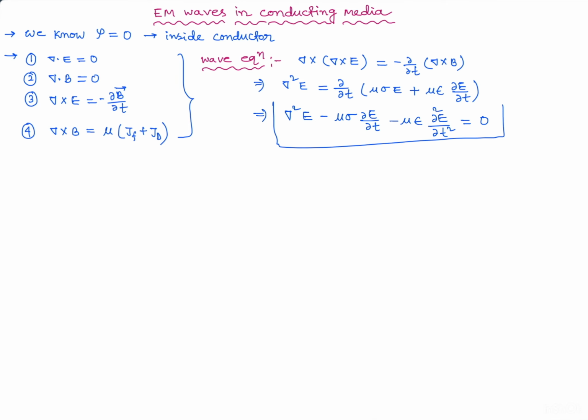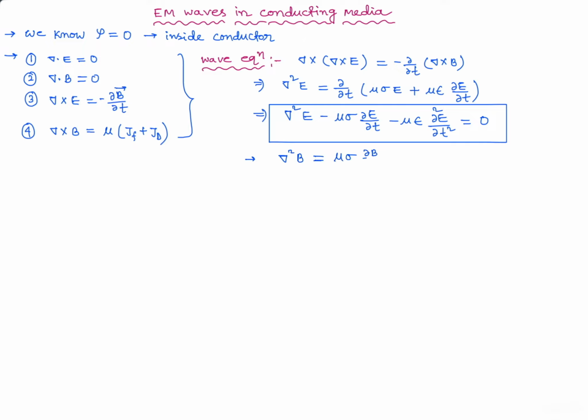This is the wave equation for electric field, and similarly for magnetic field it will be grad square B equal to mu sigma del B del t plus mu epsilon del square B del t square.